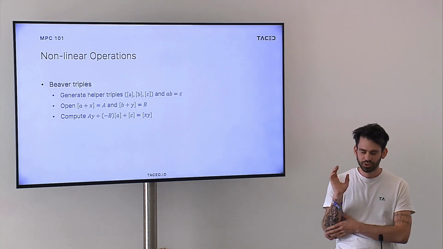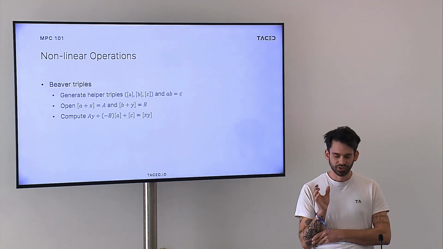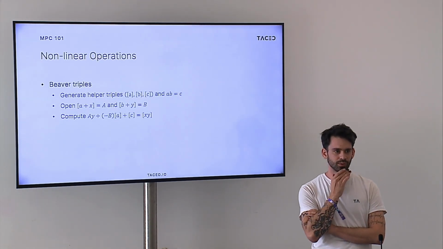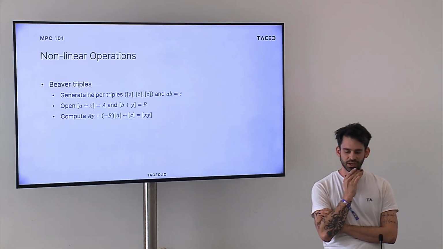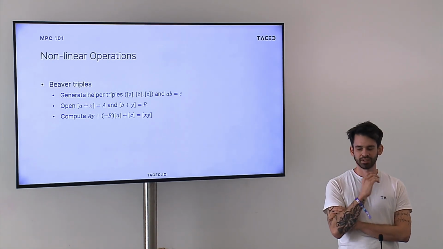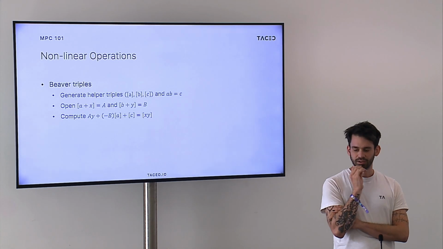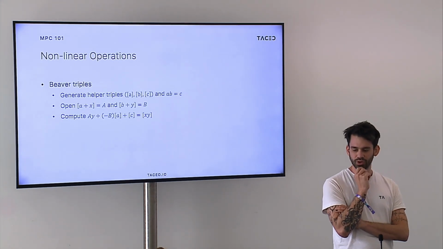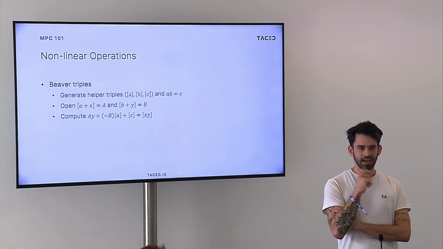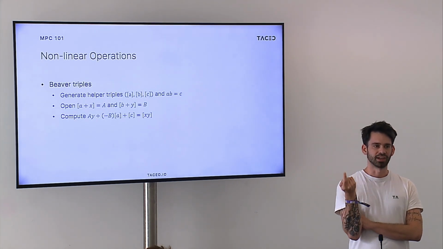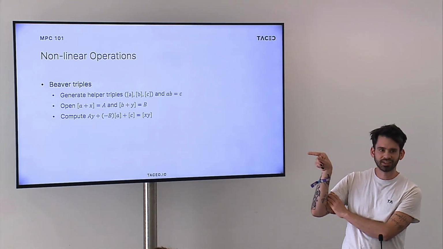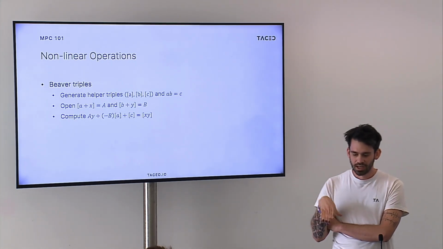Usually there are multiple approaches, and I give you two of them. The one that's very commonly used is based on Beaver triples, where you generate some helper triples, usually in some offline phase, where you have three values A, B, and C for which you know that A times B equals C, and A, B, and C are secret shared among all parties. As a small notation, if you see a value in brackets, it means this value is secret shared.